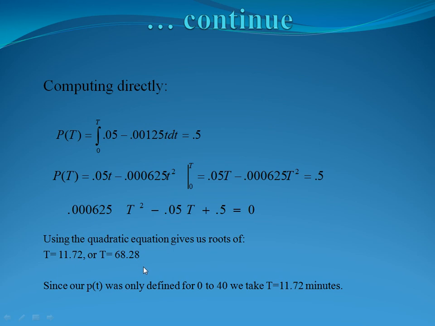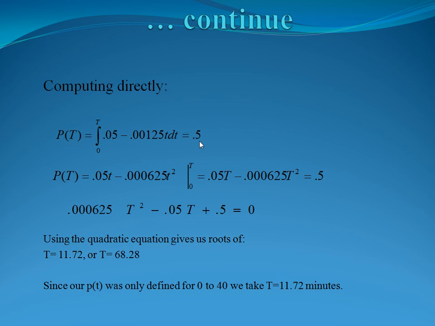Now remember, our PDF was only defined for t's between 0 and 40, which means that of the two solutions, the one we want is 11.72. So here, our median is 11.72. And again, we expected it to be less than 20, and it is. So whenever you're calculating a median, you want to integrate your PDF from your starting point to t, set it equal to 0.5, and solve.